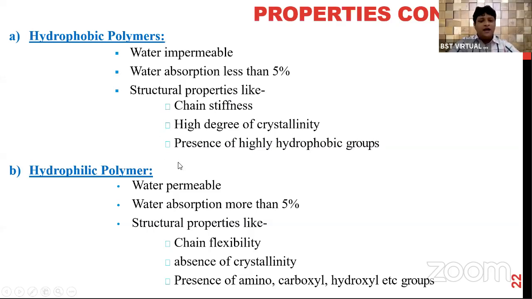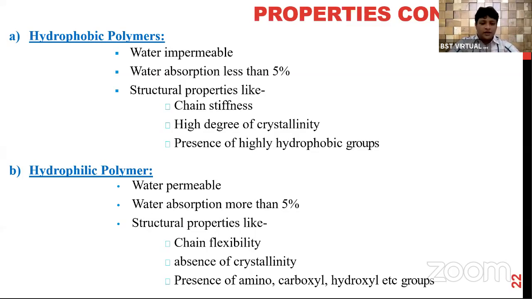Now coming to the hydrophilic polymer. If you compare the properties, hydrophobic is water impermeable in nature, whereas here it is water permeable in nature. Second, it has water absorption properties, and it has the capacity to absorb water more than 5%. In case of hydrophobic, it has the capacity to absorb water less than 5%. So there is a difference between hydrophobic and hydrophilic polymer.